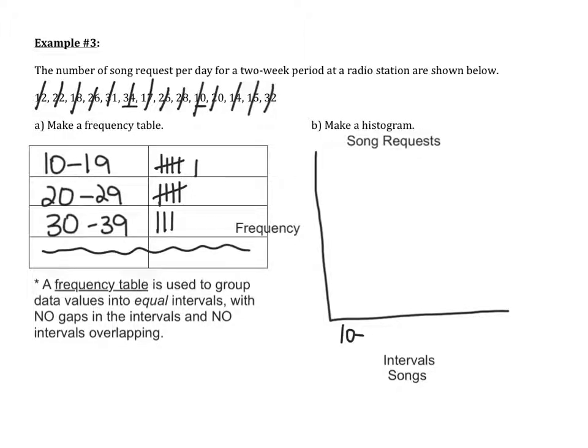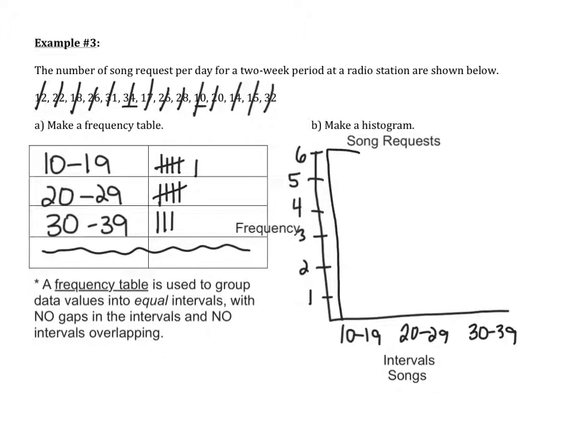Let's put our intervals down on the x-axis. We have 10 to 19, we'll have a bar there. 20 to 29, I'll have a bar there. And 30 to 39, a bar there. Since our highest frequency was 6, I'm just going to count up to 6 along the y-axis. So there's 1, 2, 3, 4, 5, 6. Then all we've got to do is take our frequencies and do bars for each of our intervals. From 10 to 19 it was 6, so I'm going to draw a bar up to 6. From 20 to 29 we had 5, so another bar up to 5. And from 30 to 39 we had a frequency of 3.